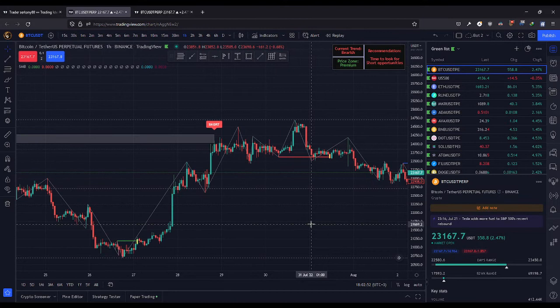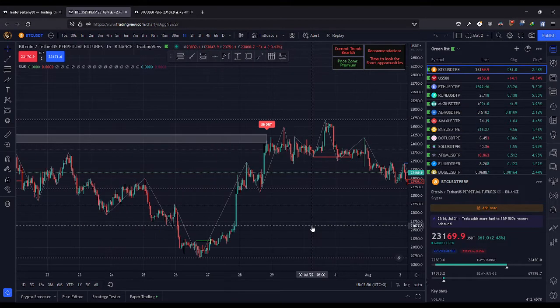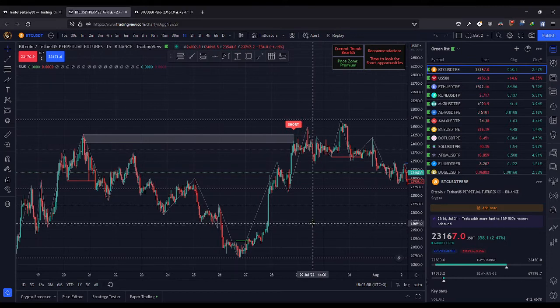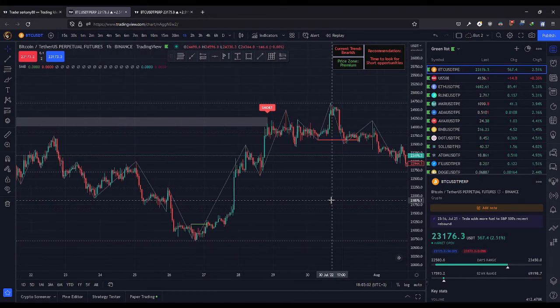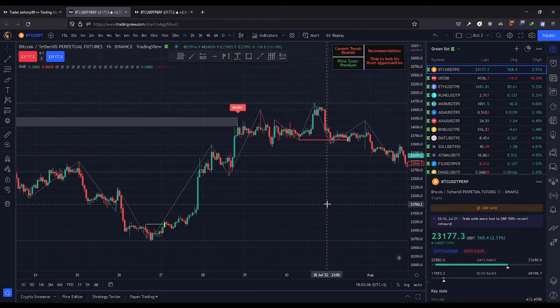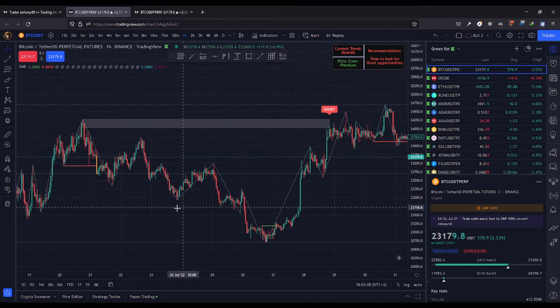This indicator has very good systems. I'm very comfortable right now releasing this and making a video about it. It has systems that are not available anywhere else, and people are already making a lot of money using this.